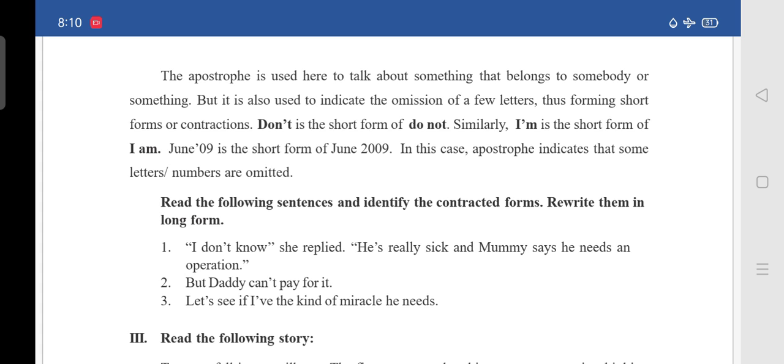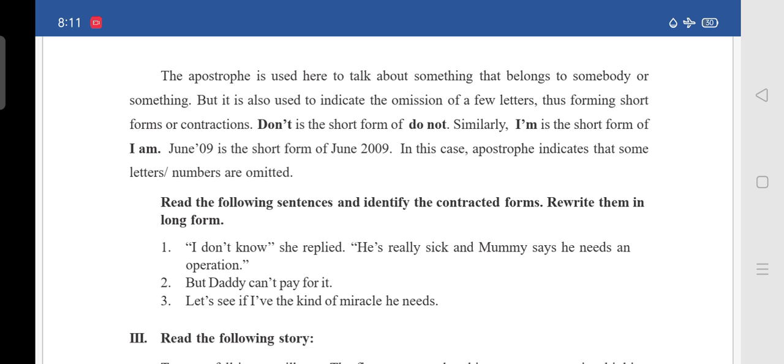Second one, but daddy can't pay for it. So what will you be writing? Second one, but daddy cannot pay for it. What will you be writing? Cannot, C-A-N-N-O-T, cannot pay for it.